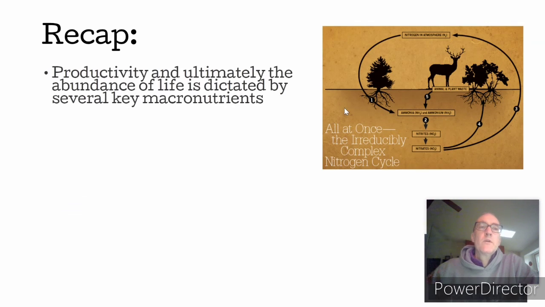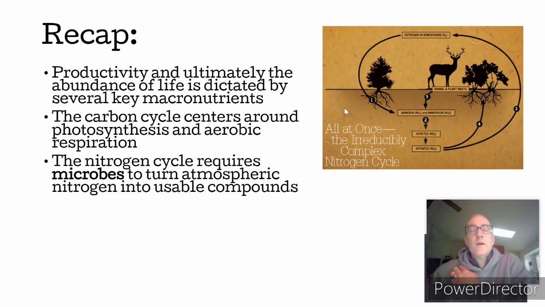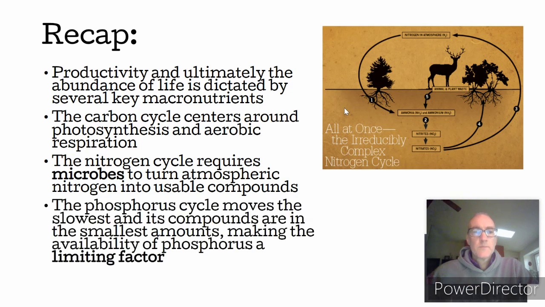So to recap very quickly, productivity and ultimately the abundance of life is dictated by these key nutrients. The carbon cycle centers around photosynthesis and aerobic respiration. Nitrogen requires microbes. And spend some time learning that nitrogen cycle and those steps, because they need to be distinguished. And those microbes help convert the nitrogen into usable compounds.